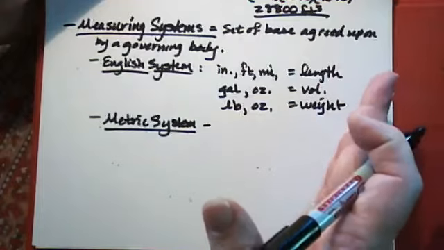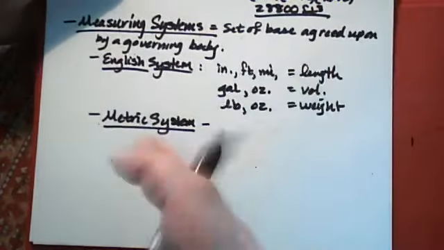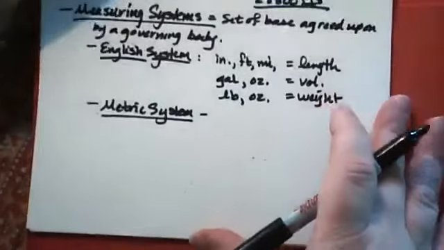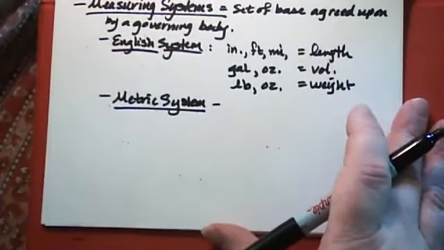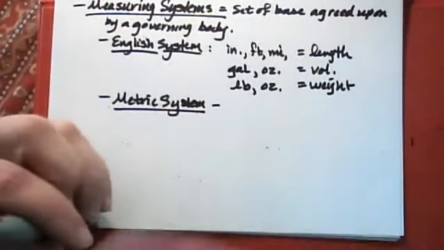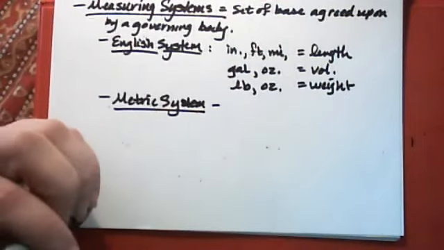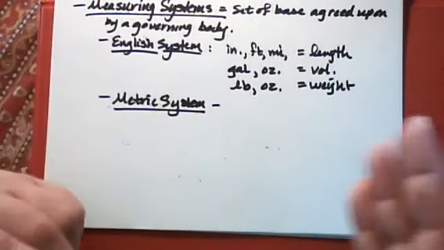of measurement that was established in France after the Revolution, around 1800. And it has really stood the test of time because it was set up very deliberately with thought ahead of time about how things related to each other.